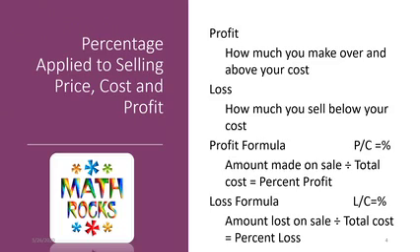P divided by C equals the percentage you're looking for. So if you're looking for profit, you use a P. If you're looking for loss, you use an L. Very simple. P over C or L over C, you're going to get the percentage of your loss or your profit.